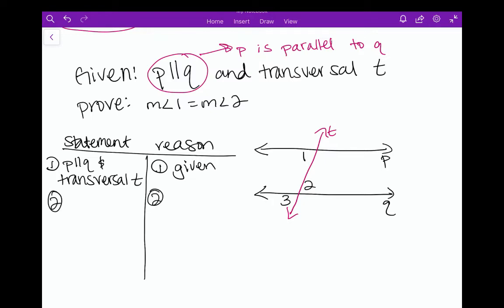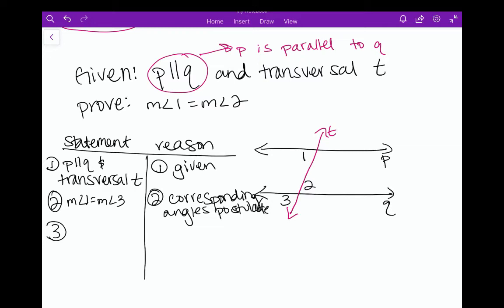So for our second step, why don't we use the postulate that we just talked about? So which of these are corresponding angles? Angle 1 and angle 3. So the measure of angle 1 equals the measure of angle 3 because of the corresponding angles postulate. Again, we do not have to prove that. We can use it in our proof.